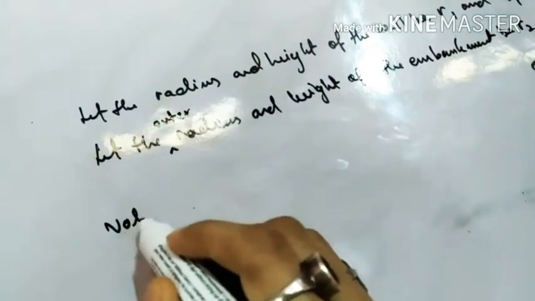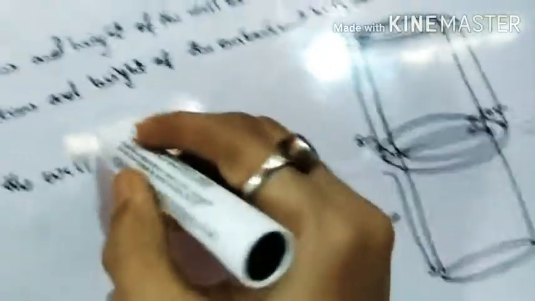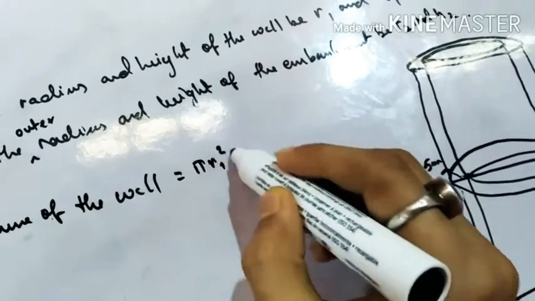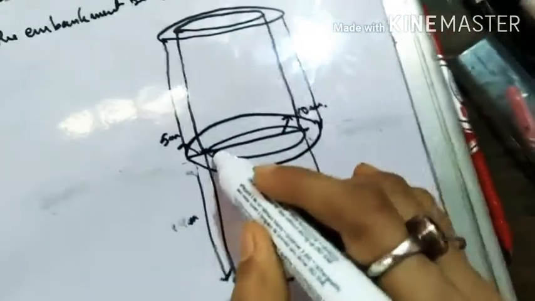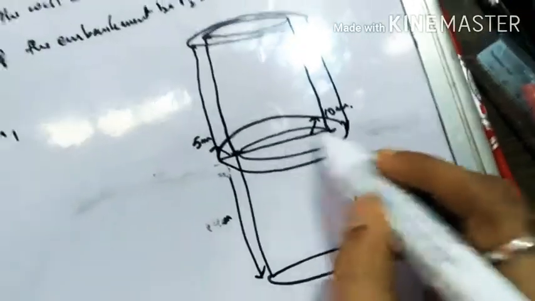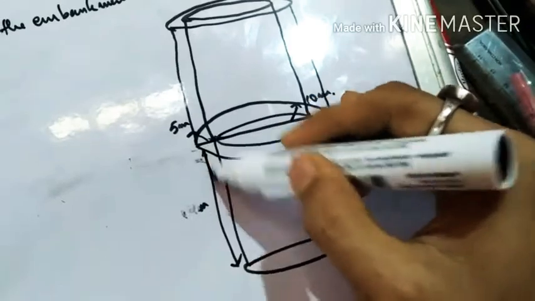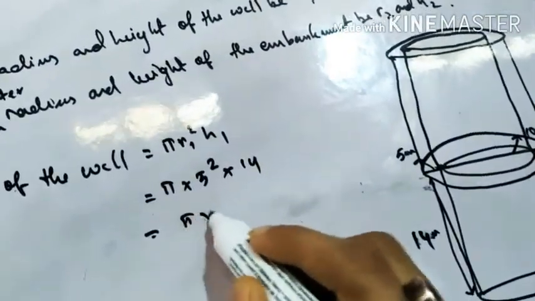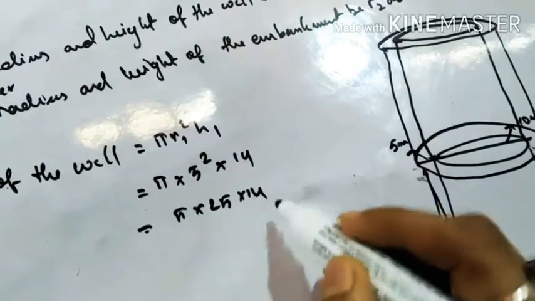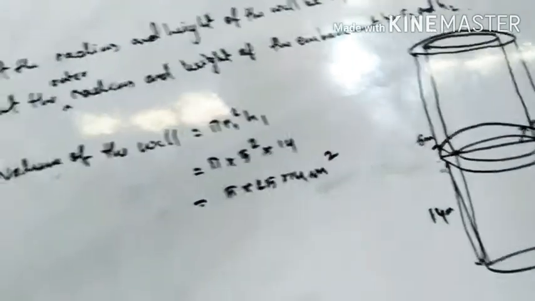So next I will find the volume of the well. Volume of the well is equal to pi R1 square H1. The inside diameter of the well is 10 meters, so the radius will be 5 meter. Pi into 5 square into H, and this well is dug 14 meter deep, so pi into 25 into 14 meter square. This is the volume of the well.